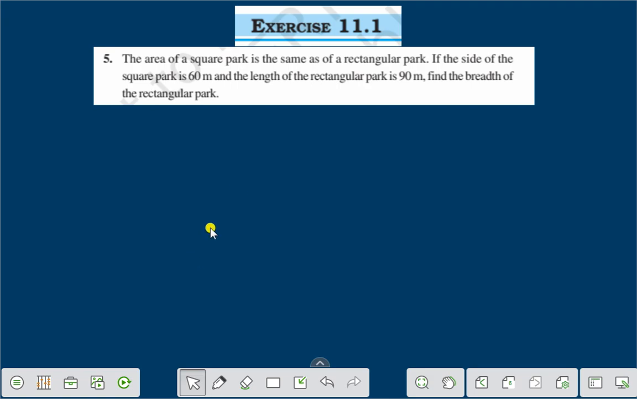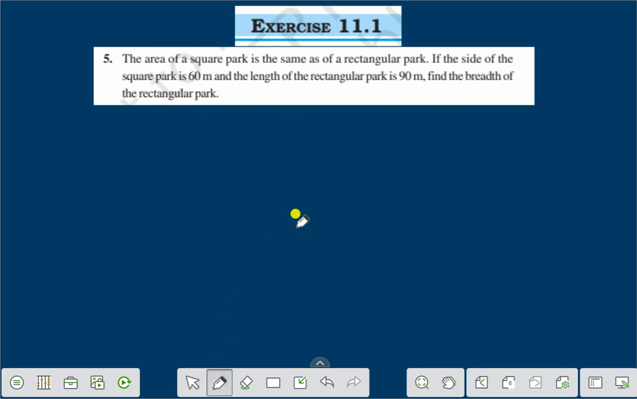Hello everyone. Today I will discuss exercise 11.1 question number 5. The area of a square park is same as that of a rectangular park. If the side of the square park is 60 meter and the length of the rectangular park is 90 meter, find the breadth of the rectangular park.